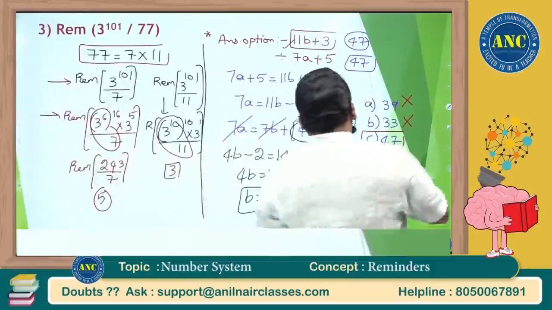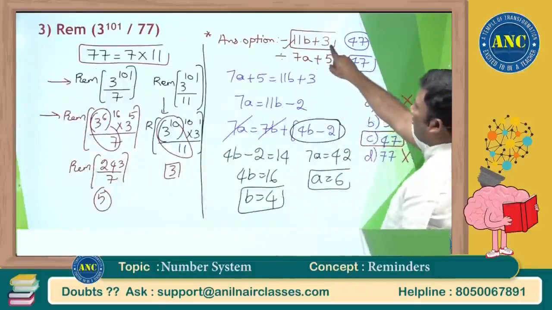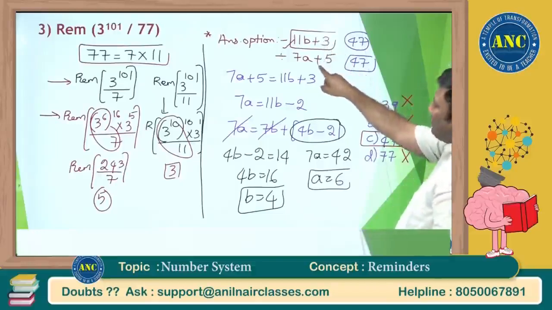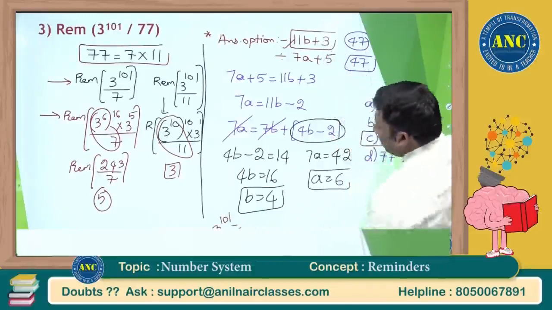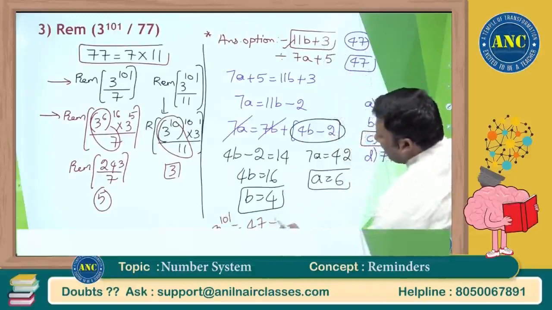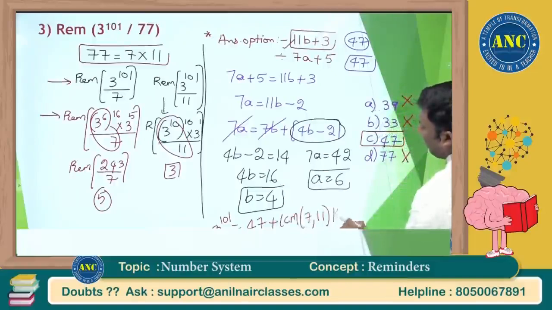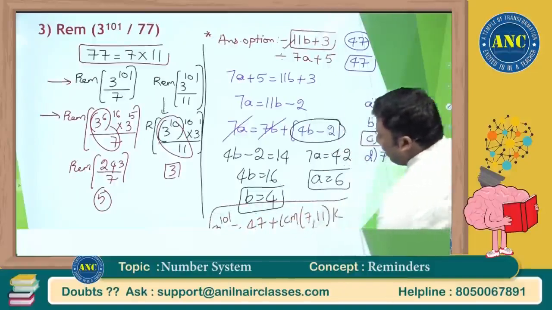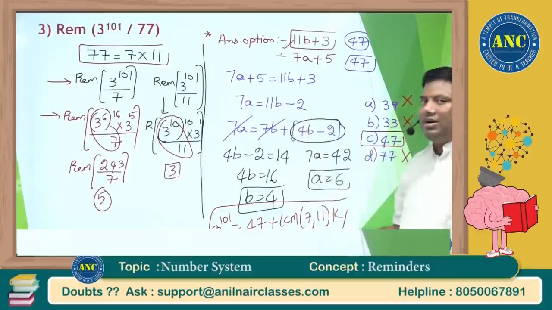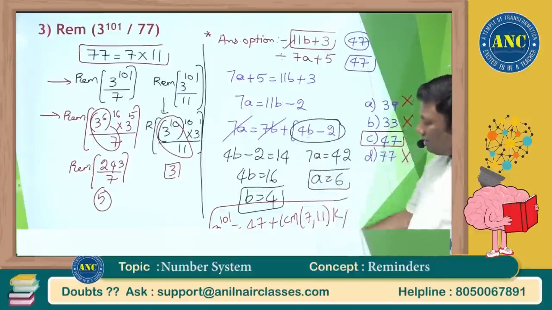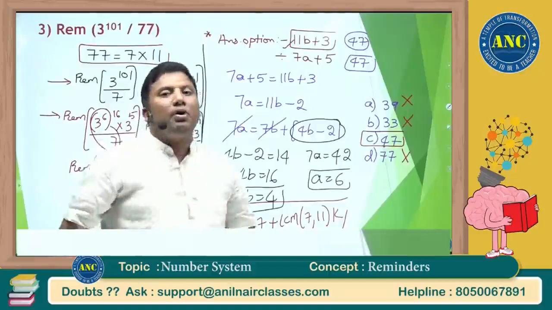Sir, how are you eliminating, directly writing the answer? The number is 11b plus 3, that is 11 into 4 plus 3, which is 47. It is also 47 in the other case. So 3 power 101 gives the same remainder in both cases, and the difference is a number divisible by 7 and 11. So 3 power 101 is 47 plus a multiple of the LCM of 7 and 11, divided by 77, so this will get cancelled. The answer is 47.